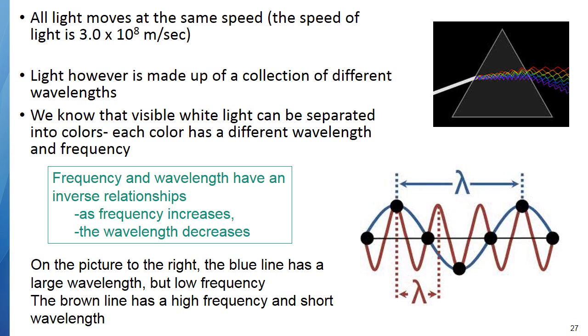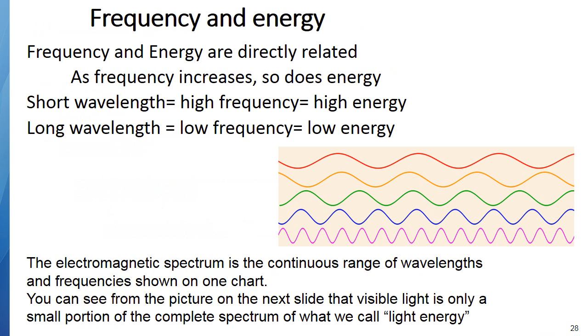Also, if you look at the colors on the previous slide, or above on the prism, red light has a longer wavelength and a lower frequency. Purple or violet light has a much higher frequency and a shorter wavelength. So they're inversely related. Frequency and wavelength are inversely related.